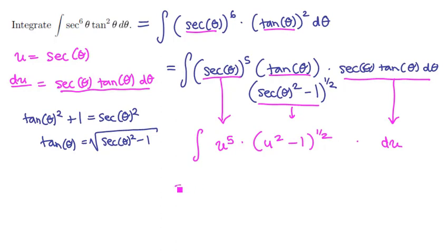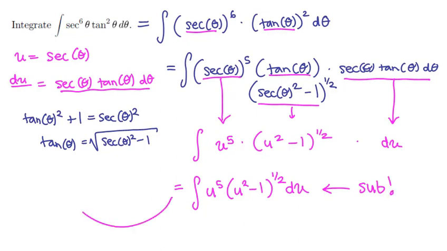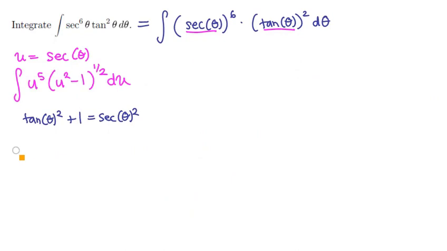If I clean that up a bit, this is the integral of u to the 5th times u squared minus 1 quantity to the 1/2 power du. This is a product integral with that 1/2 power, which means this is a substitution problem. So we'd have to do a second substitution. Let's put this on hold for a second and see whether or not the other substitution works better.